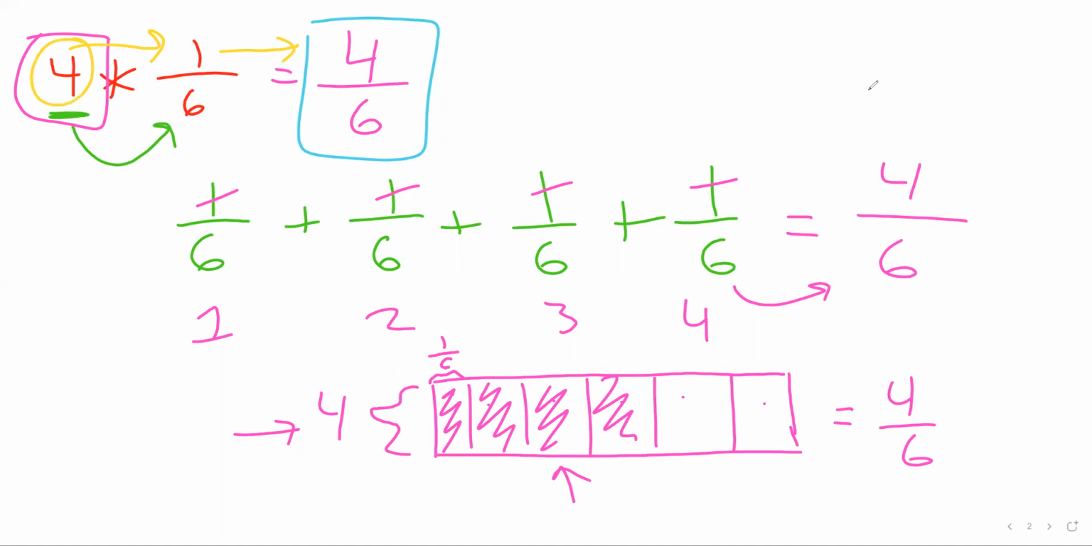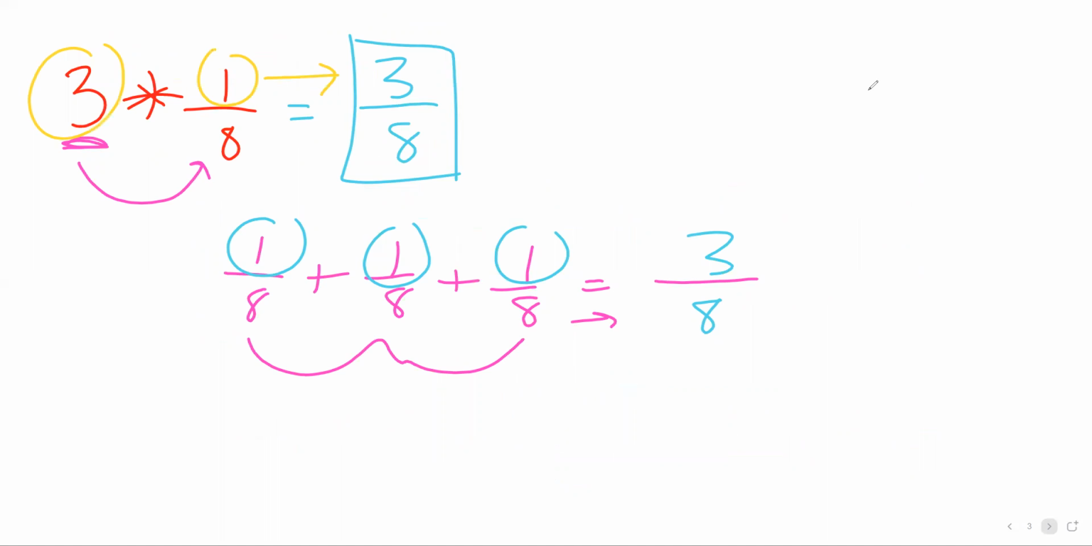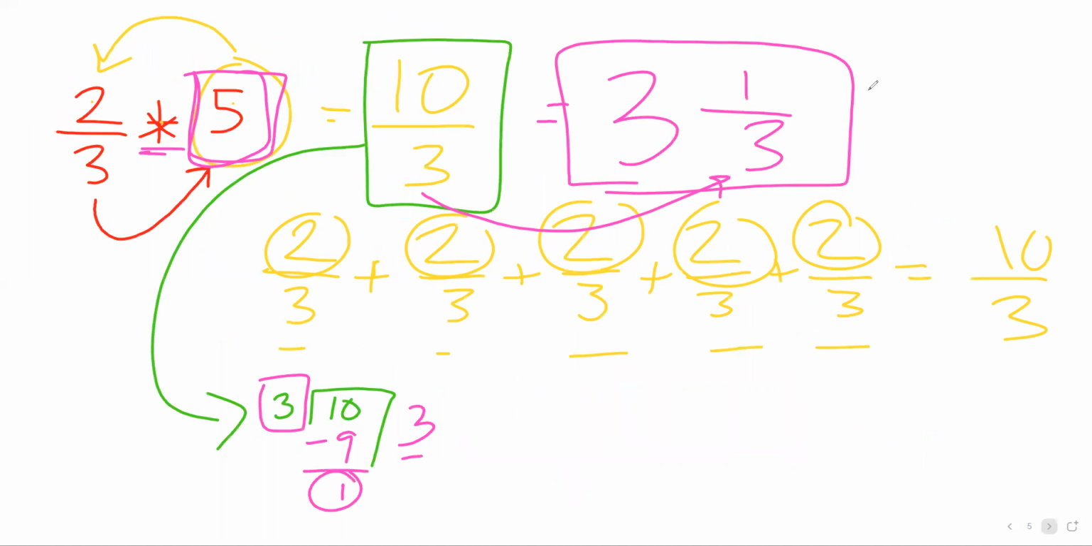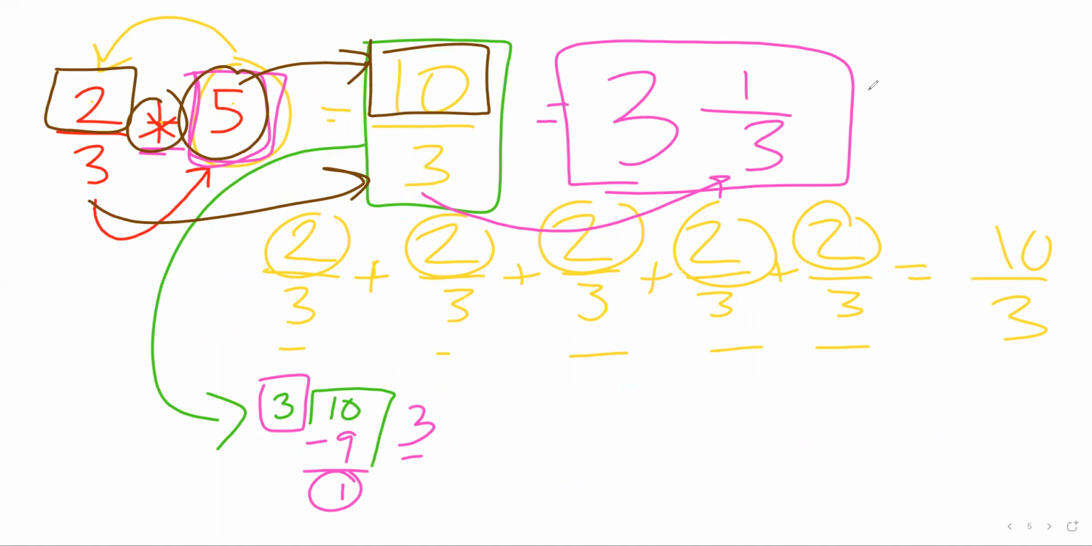4 times 1 is 4 out of 6. 3 times 1 is 3 out of 8. Times 1 is 4 out of 7. Even in this one, I'll use so much color on this one, 2 times 5 got me 10 out of 3. So this is all kind of working out. Noticing here that if I multiply my numerator by the whole number and then keep my denominator the same, that's going to get me to what I'm trying to achieve.